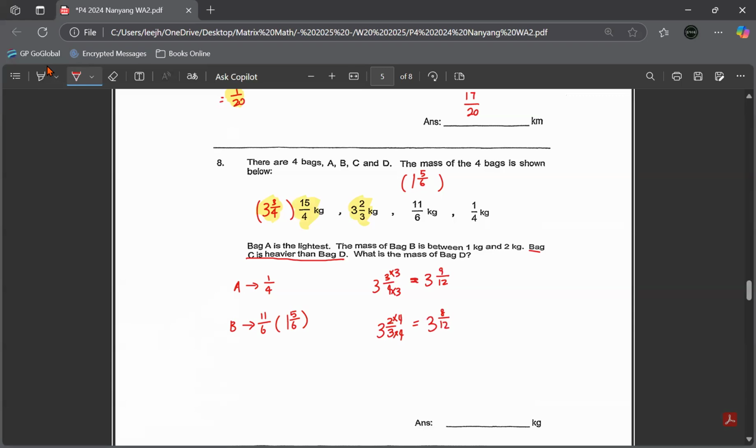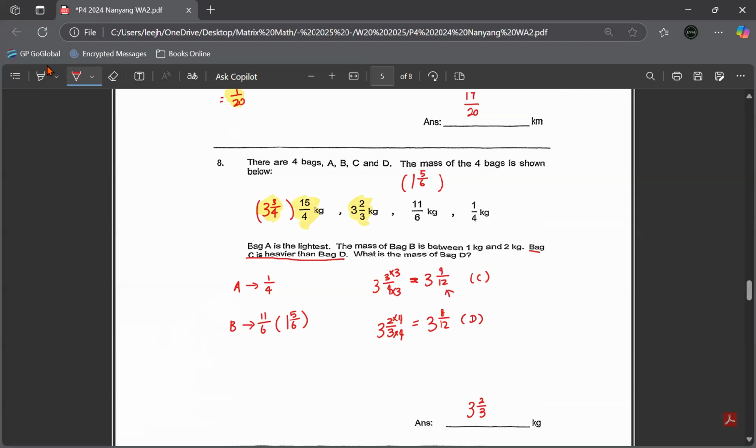So if you look at these two, you know that 3 wholes is just 3 wholes. 9 over 12 and 8 over 12, which one is greater? It's actually this one. This is greater, okay? Because it says C is heavier than D. So C is heavier, which means this will be bag C. That means the last one will be bag D. So what is the mass of D? It's not this, always go back to the original fraction, which is 3 wholes and 2/3 kg.